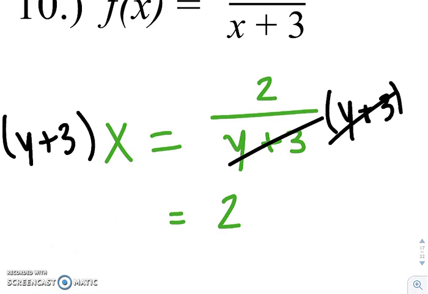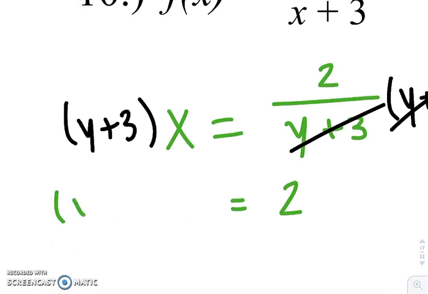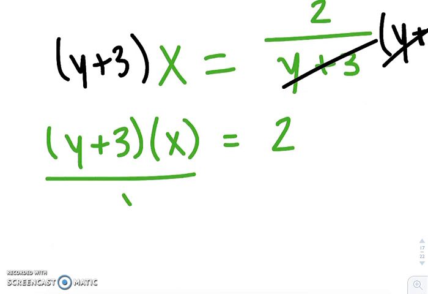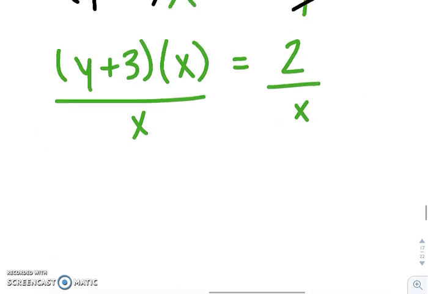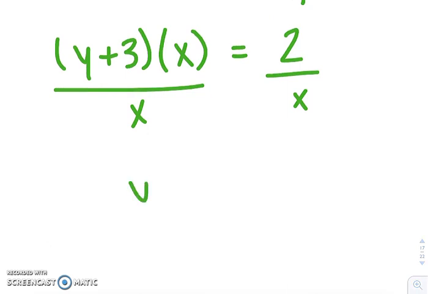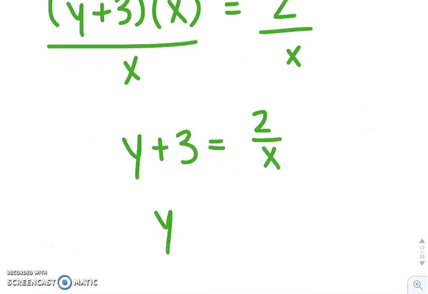And on the left-hand side, same thing again. We're just going to divide. Well, we'll write it out here first. Y plus 3 times x. We're not going to distribute those together. We're just going to divide by x. So y plus 3 equals 2 over x. The last thing to solve for your y is going to be to subtract that 3 over to the other side.